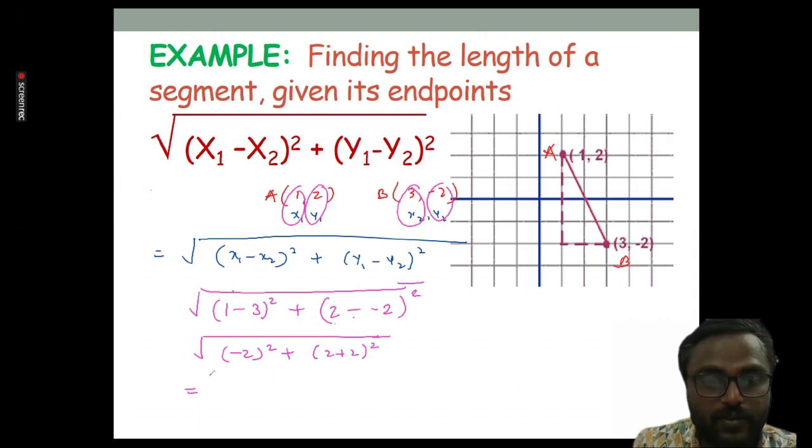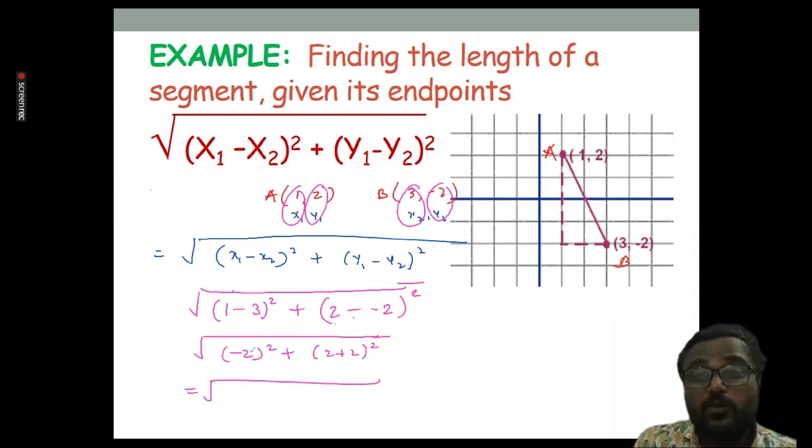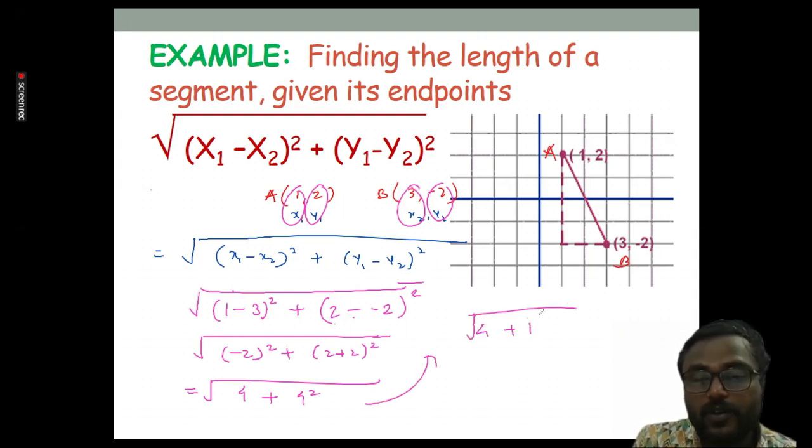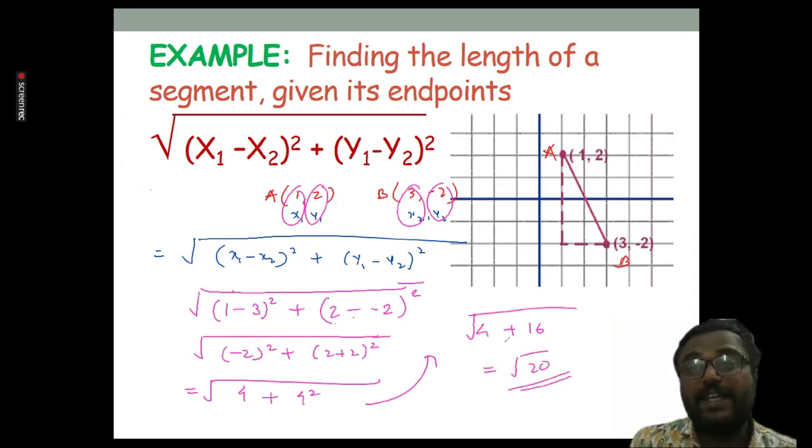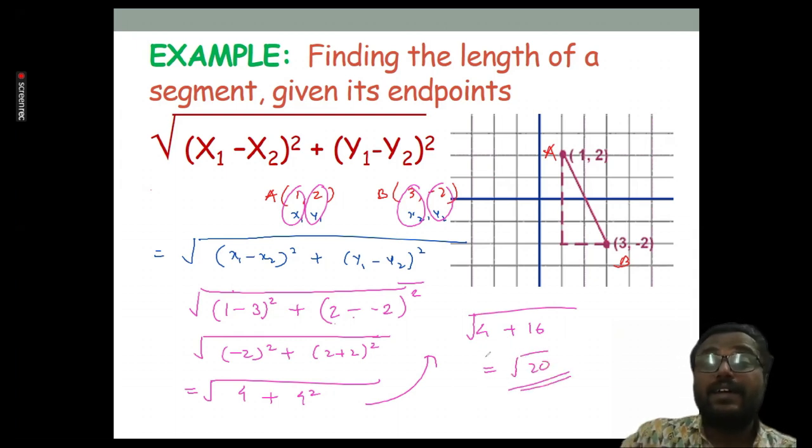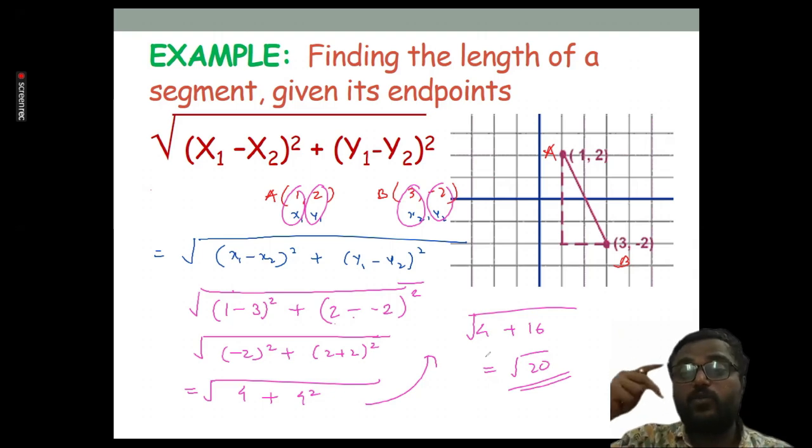So what do we have? Under root, negative 2 squared, which means negative 2 times negative 2, would be positive 4, plus 2 plus 2 is 4, 4 squared. I'll write it down so that you don't get confused. So 4 plus the square of 4, which is 16. So what do we have? Under root 20 is the distance between these 2 points A and B.